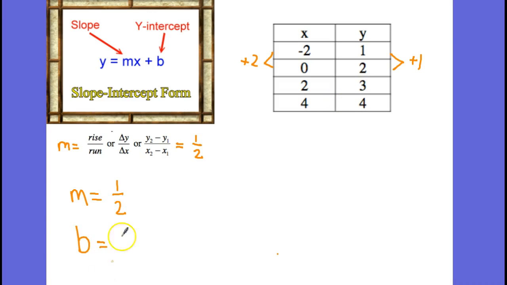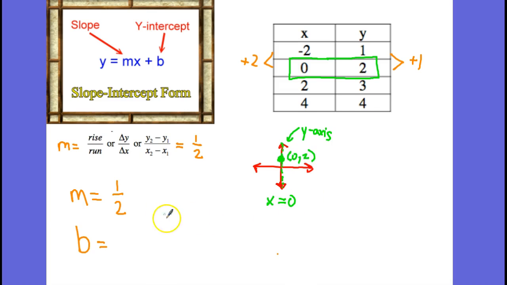When we're finding the y-intercept, there's one thing you should look for before you have to do any work. And that is, when we're on the y-axis, x is 0. This is the line x equals 0, the vertical line x equals 0. So whenever x is 0, that's my y-intercept. In this case, it's very simple to find your y-intercept. It's going to be right here at the point 0, 2.